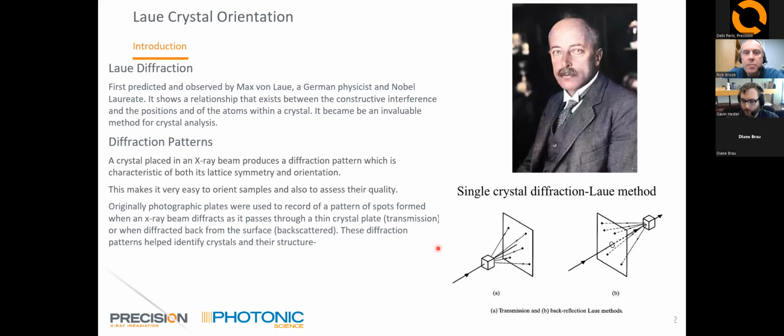In the bottom right-hand corner here, you can see a diagram of the X-ray beam coming in and hitting a crystal, and the X-rays diffract from the crystal and hit this plate. That's called transmission Laue. And on the right, this is the backscattered method, which is the one we use on our systems, where the X-ray beam passes through the detector, hits the crystal, and then the X-rays are diffracted back onto the detector plane.